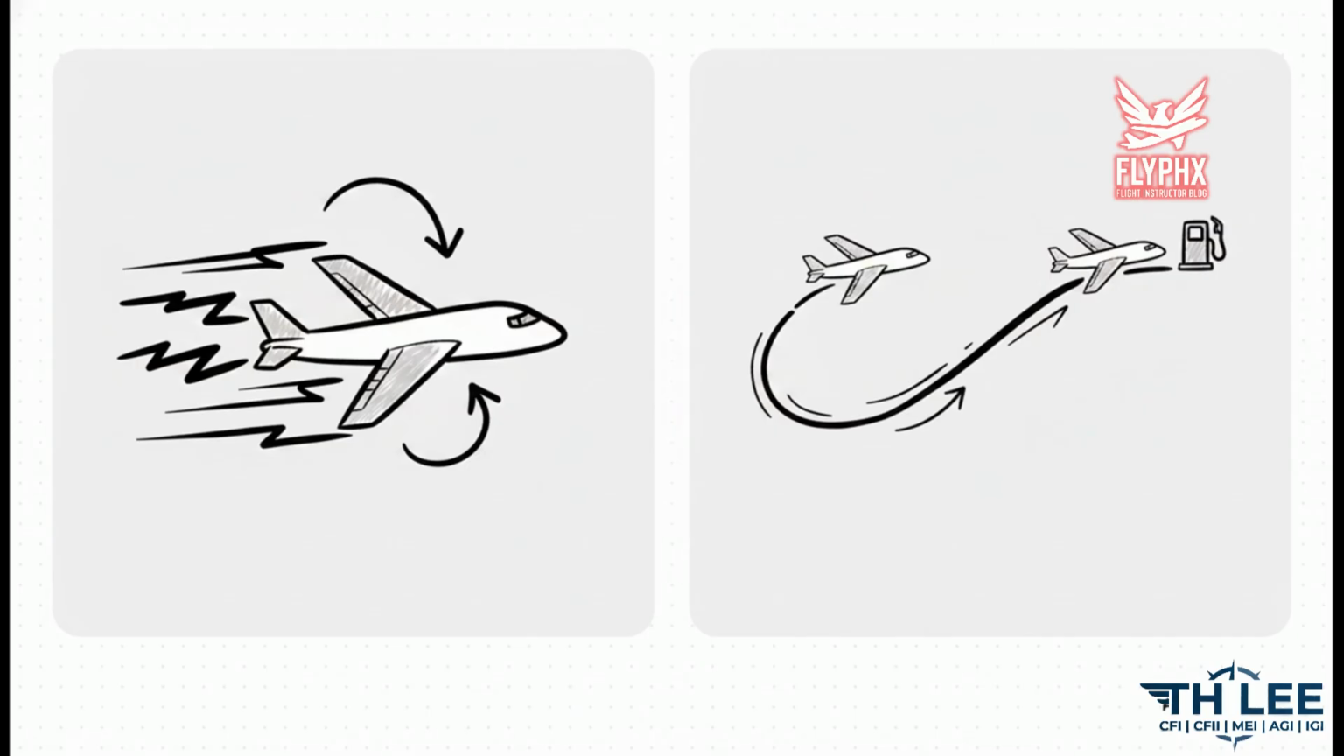You can set the mixture for best power, which is literally designed to blast you to your destination as fast as possible. Or you can pull that mixture knob back to best economy. That's going to let you stretch your distance on the exact same tank of gas and, let's be honest, save a good chunk of change at the fuel pump.